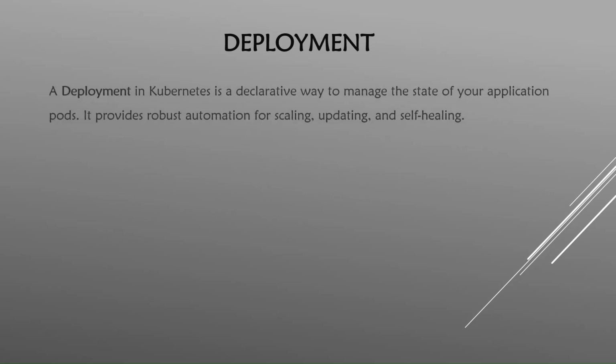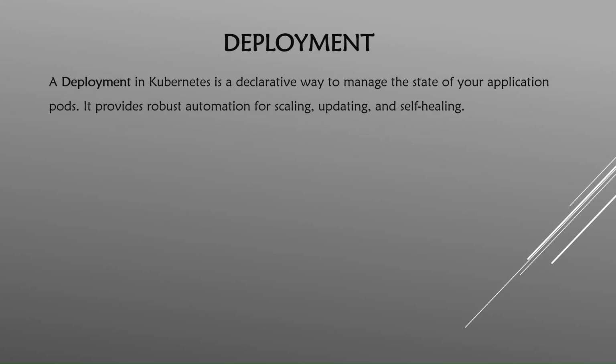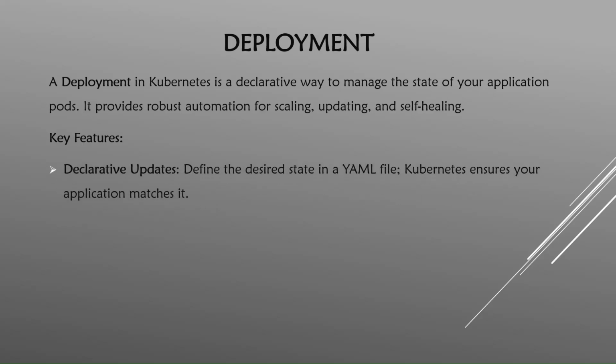So the next thing we have is deployment. A deployment in Kubernetes is a declarative way to manage the state of your application pods. It provides robust automation for scaling, updating, and self-healing. And the deployment has some key features, so let's understand those. It has declarative updates. It defines the desired state in a YAML file.